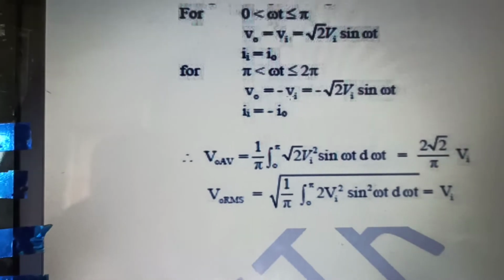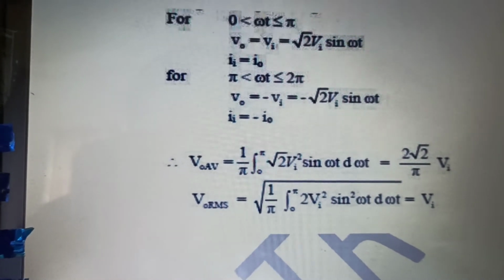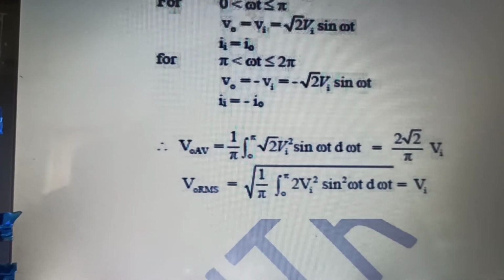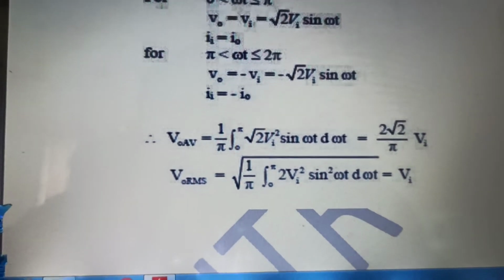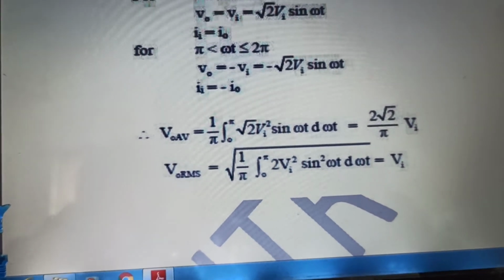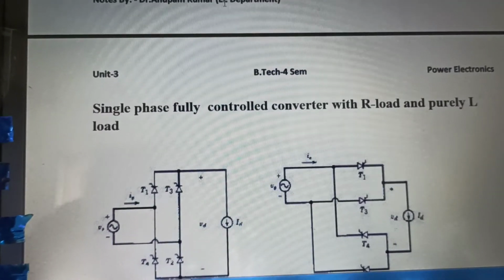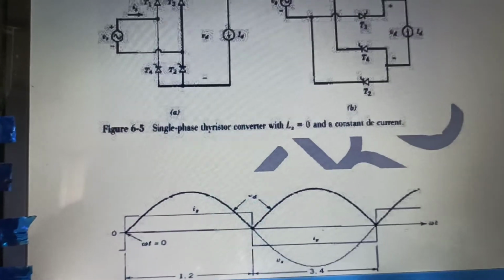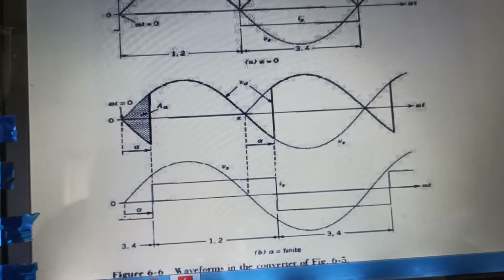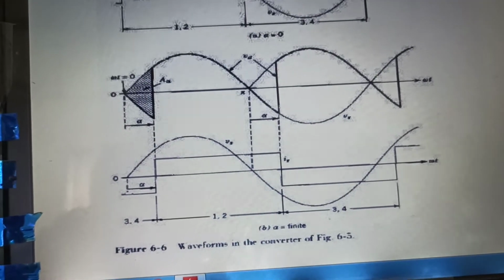It's quite clear that from 0 to pi, the voltage will be under root 2 Vi sin omega t. For the next part it will be negative, and we can get the average of this voltage. Okay, I think these are basic calculations. Now I want to show, yes, this was important because I wanted to show this one thing.